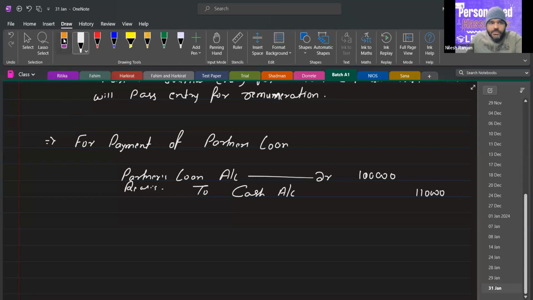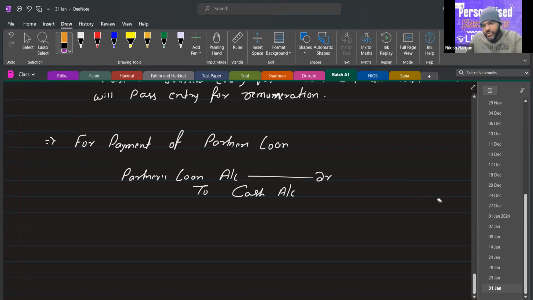So if there is a loss, then partner's loan account debit, realization account debit to cash. And if there is a profit, meaning you are paying the lesser amount, then it will be partner's loan account debit to cash to realization. Okay, sir.